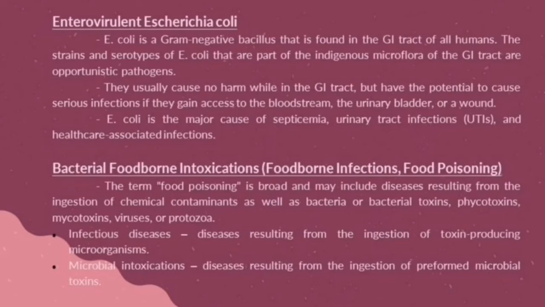Bacterial infections of the gastrointestinal tract. Enterovirulent Escherichia coli. E. coli is a gram-negative bacillus that is found in the GI tract of all humans. The strains and serotypes of E. coli that are part of the indigenous microflora of the GI tract are opportunistic pathogens. They usually cause no harm while in the GI tract but have the potential to cause serious infections if they gain access to the bloodstream, the urinary bladder, or a wound. E. coli is the major cause of septicemia, UTIs, and healthcare-associated infections.